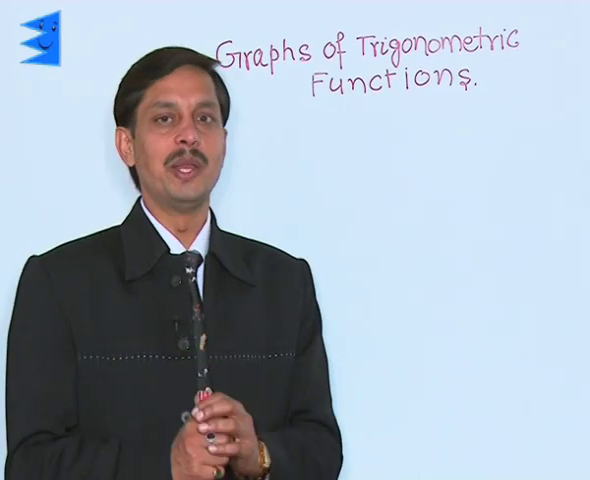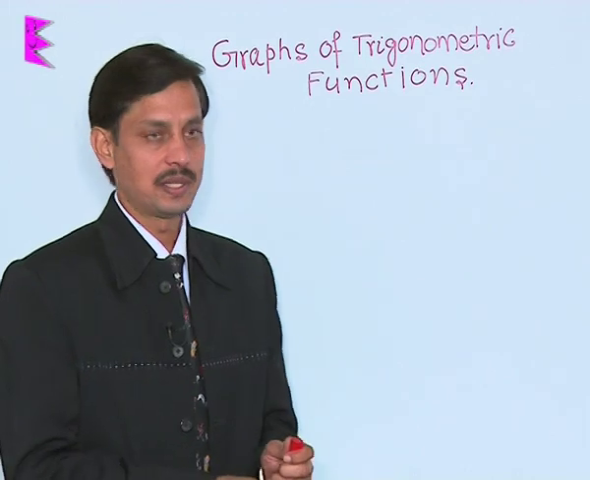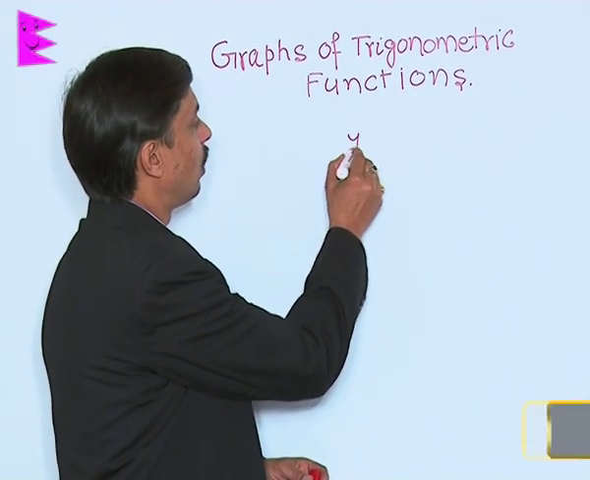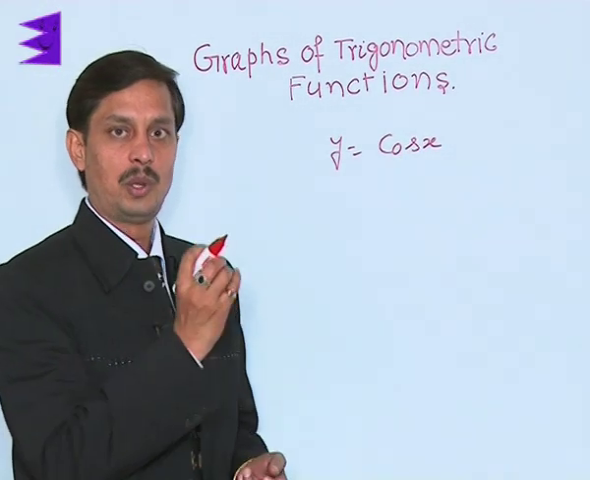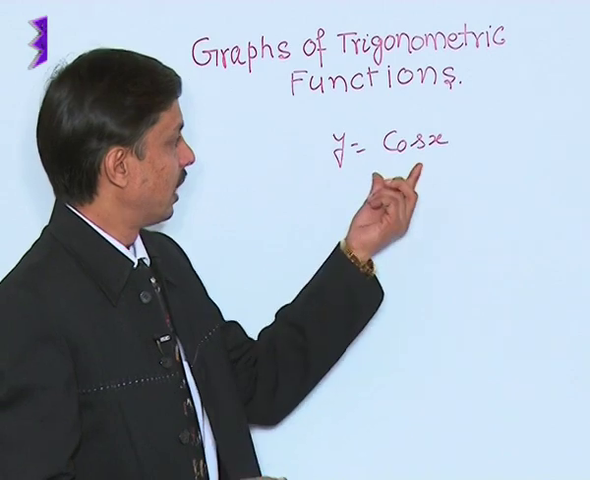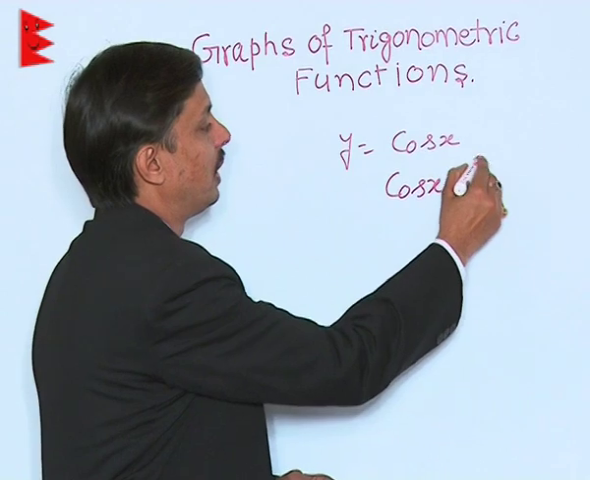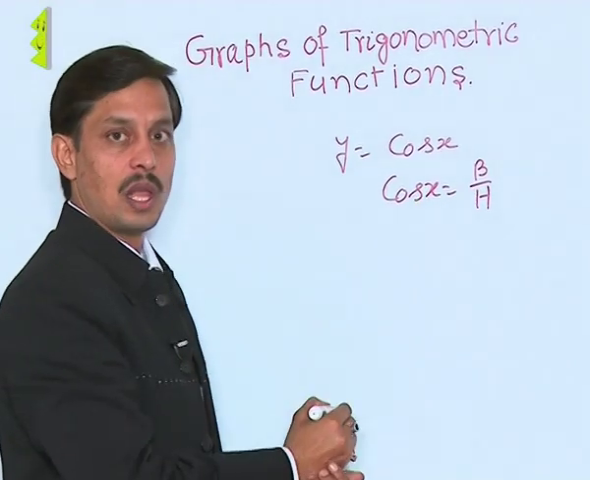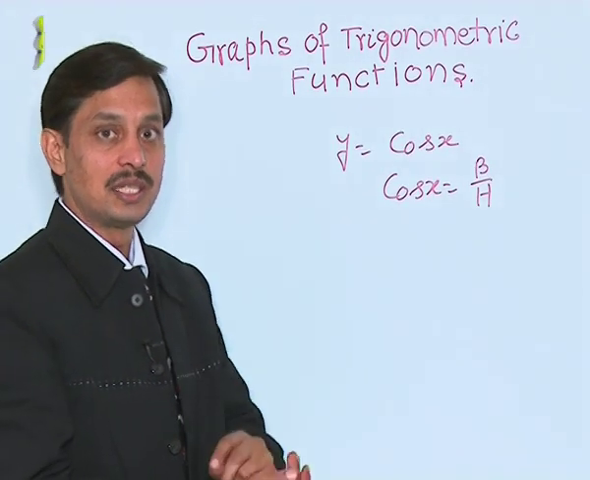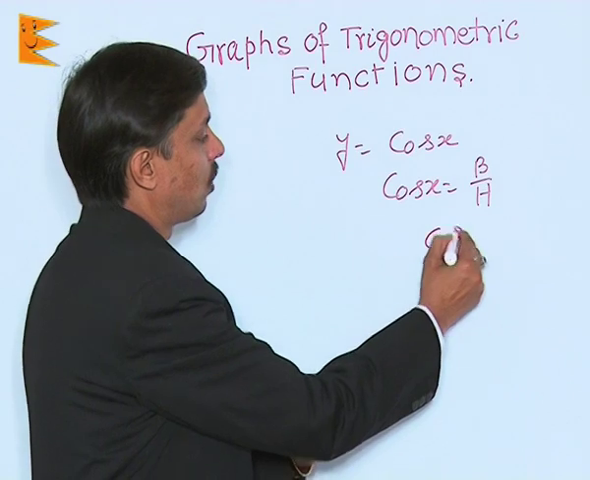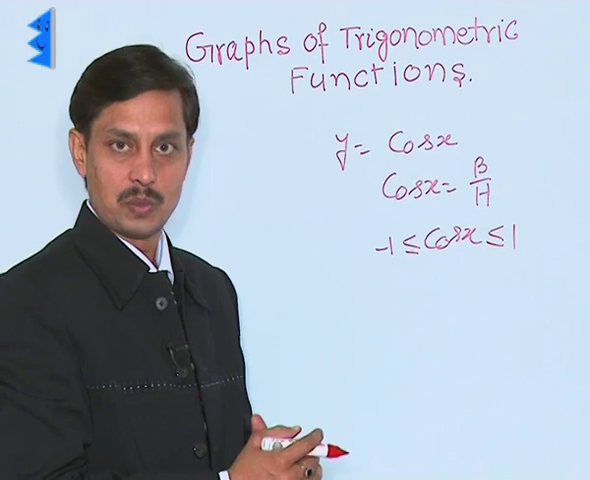Now I want to explain the graph of the second function, that is cos x. Cos x is a trigonometric function, the second trigonometric ratio, given by base upon hypotenuse. Base is always less than the hypotenuse, so the value of cos x always lies between -1 and +1.